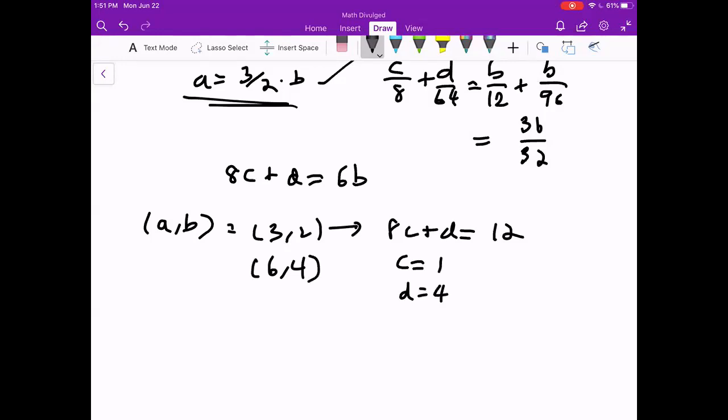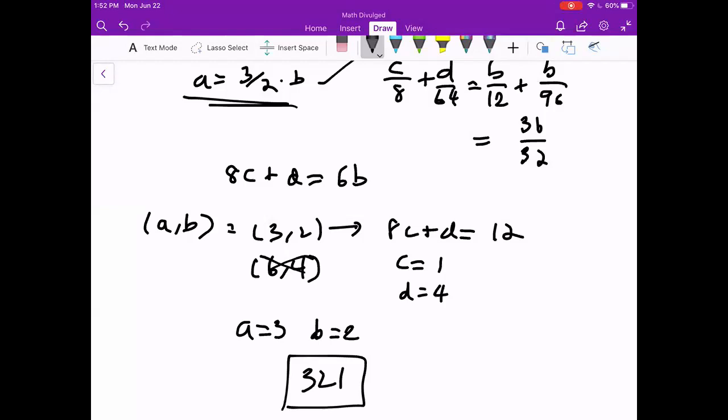And that basically just solves the problem. We don't even have to bother checking it, but the second case doesn't work. So that means we have a is equal to 3, b is equal to 2, c is equal to 1, d is equal to 4. So the 3-digit base 10 number abc is just 321. And yeah.